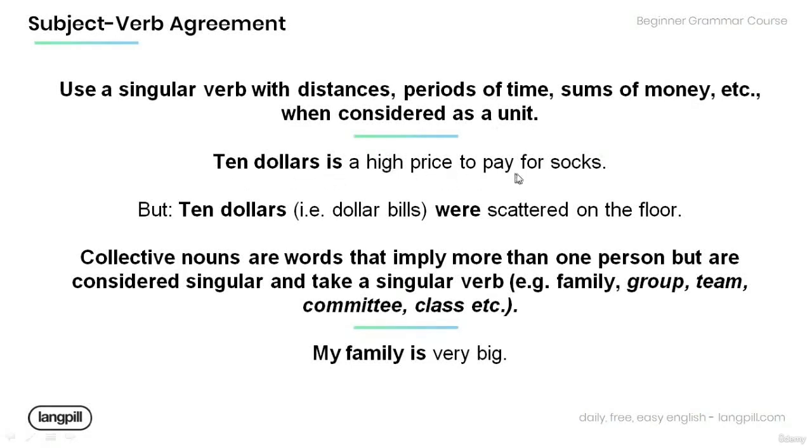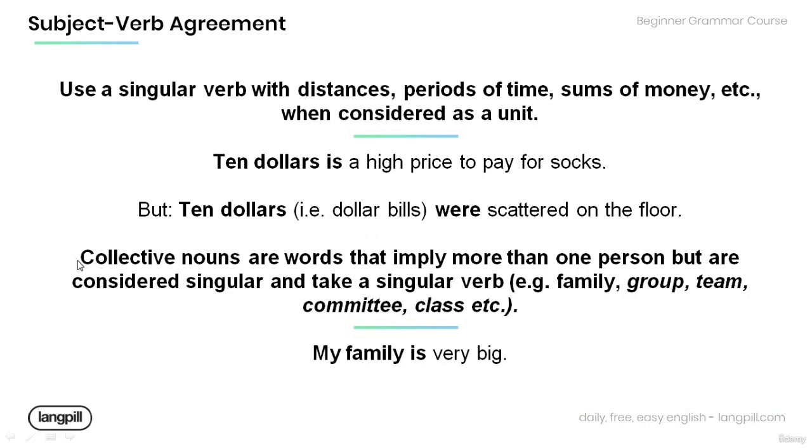$10 is a high price to pay for socks. Note that $10 in this sentence is considered as a unit. And in this sentence, $10 were scattered on the floor, in other words, dollar bills. $10 is not considered as a unit.